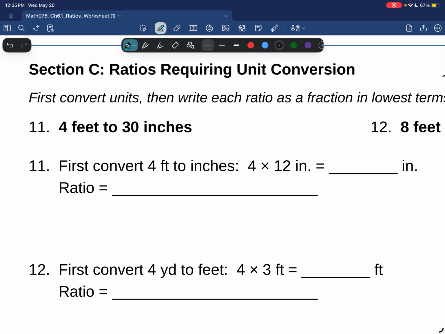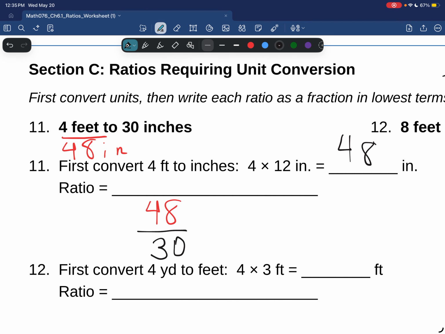Number C, it's number 11, convert 4 feet to 30 inches. Well, first we do have to do that, but it says 4 feet to 30 inches. We want to make them both into inches, so we have to convert feet to inches. So I'm going to figure out how many inches are in a foot. 12 inches are in each foot, so I'm going to multiply my feet, 4 times 12, so that gives me 48 inches. So instead of my 4 feet, I'm going to say 48 inches. So then my ratio becomes 48 over 30.